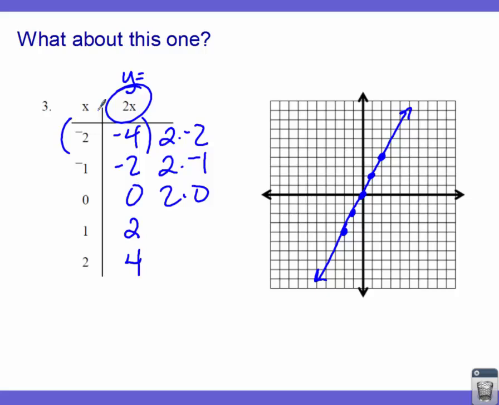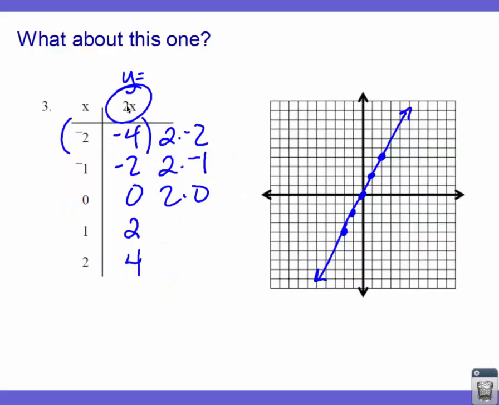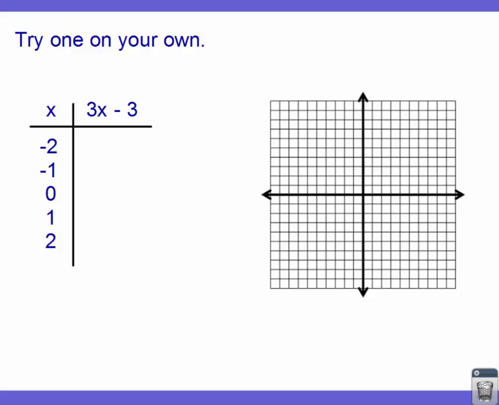Now, do you notice any difference in this one and the one we just did previously? Well, this one is a little bit flatter than the other one. You're going to find out that the bigger this number is, this coefficient, the steeper your graph is going to be. Okay, what about this one? Let's have you try this one on your own. Pause the video and work this one.